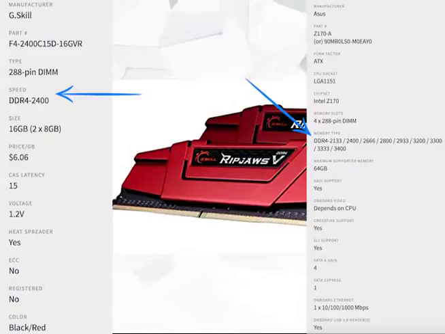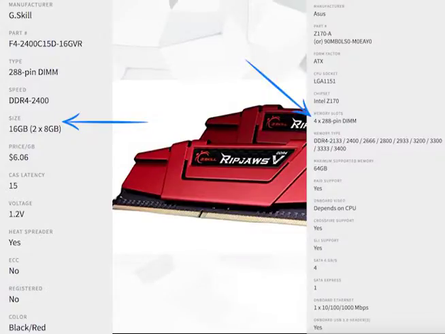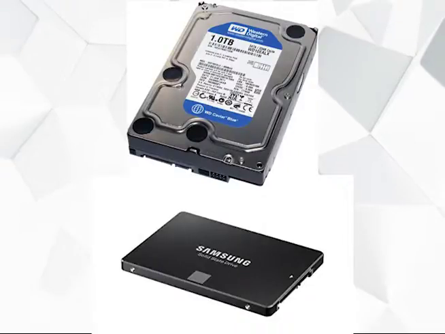So for the RAM specification list here, you can see that the speed of our RAM is DDR4 2400, which our motherboard does support. The size is also important because it lets you know how much RAM you're getting and in what breakdown. On your motherboard, you typically have 4 slots for RAM sticks. The RAM that we'll be looking at today, the G-Skill, is 16 gigabytes total, and that's 2 8-gigabyte sticks.